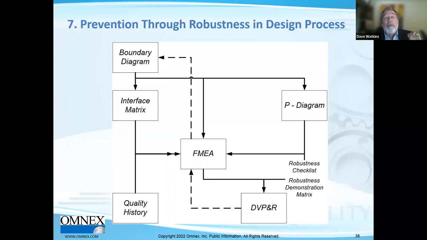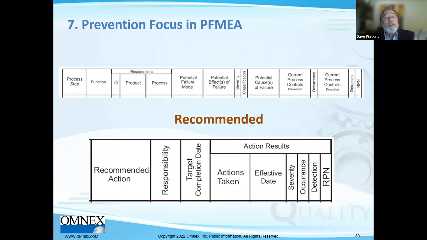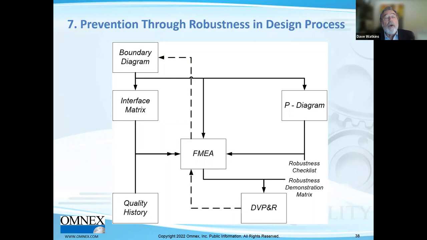So we engineer into the development process, not just the DFMEA, but the DFMEA depends on well-defined functions and requirements. And we get that from this discipline of doing a boundary diagram, doing the P diagram. And I showed you the system-based solution to this to feed robust functions and requirements into the DFMEA so that the test plan is robust and the design is robust and the risk of failure is significantly reduced.